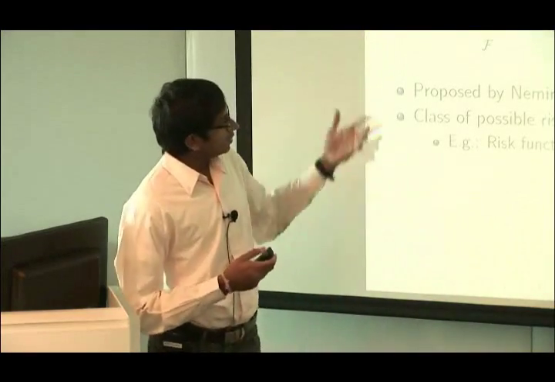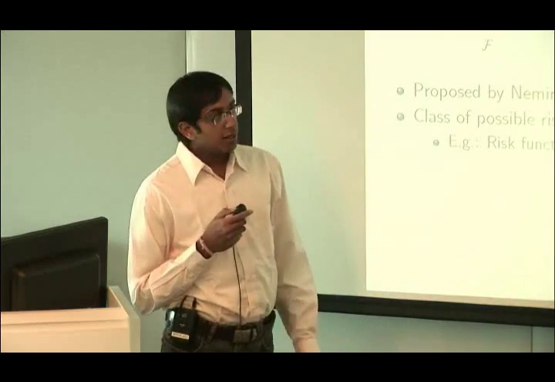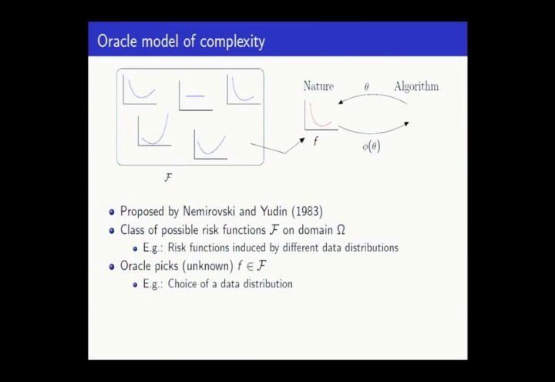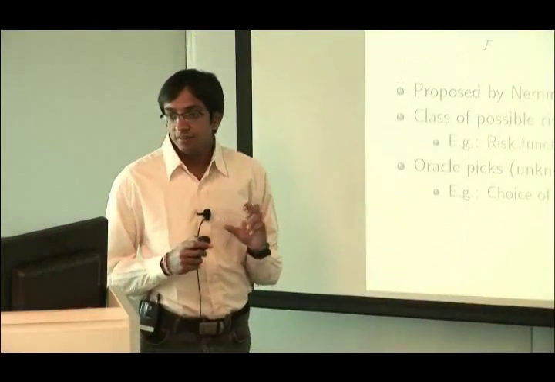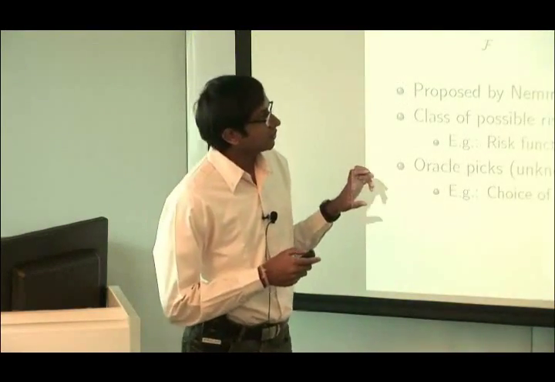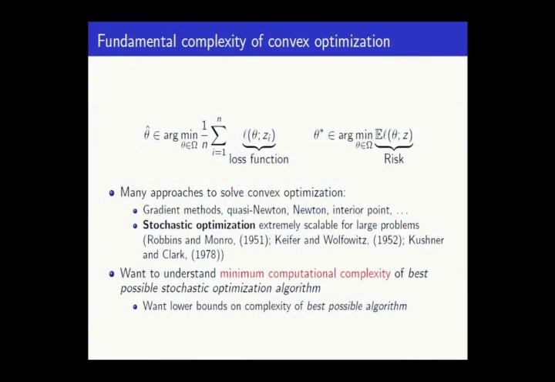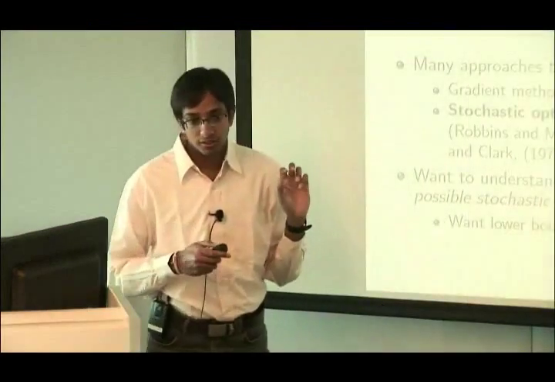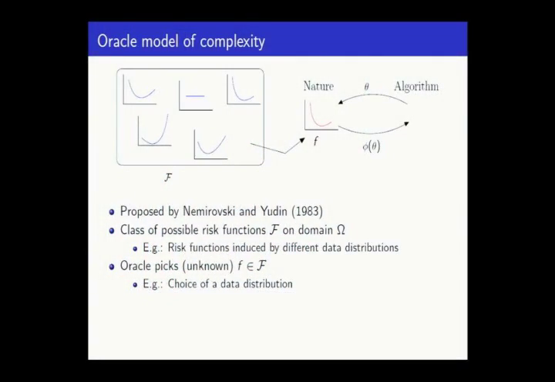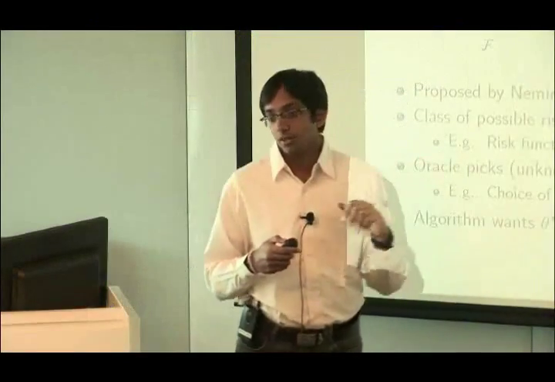Okay, so we have this class of functions. Now, unknown to us, an oracle picks a function little f from this class, and the way we're going to think about that is, again, in the simplest case, nature has fixed a probability distribution inducing this expectation. We of course do not know this distribution, but we would like to compute the parameter that minimizes the risk function, so the parameter that minimizes the function f picked by the oracle.